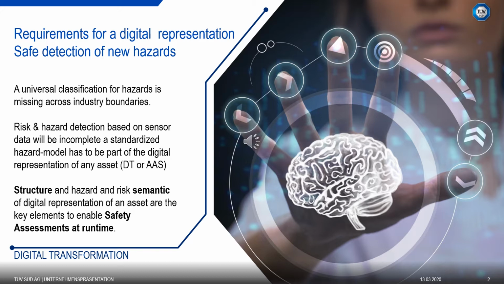Hazard and risk semantics, as well as the safety properties, have to be default elements of every digital representation to enable safe and robust production systems. So the question is not, can we run an automated risk assessment during runtime? The question during the digital transformation is, can we guarantee safety with any other method outside of risk assessment at runtime?